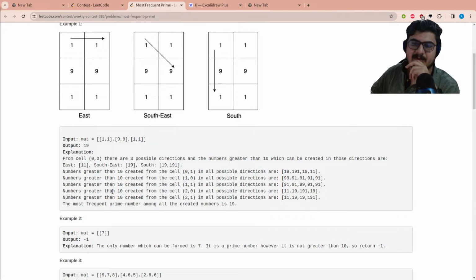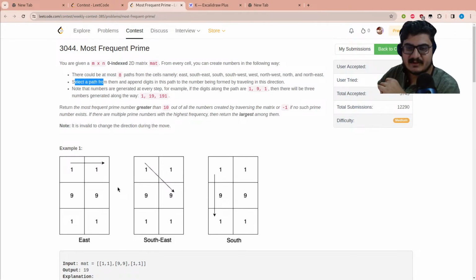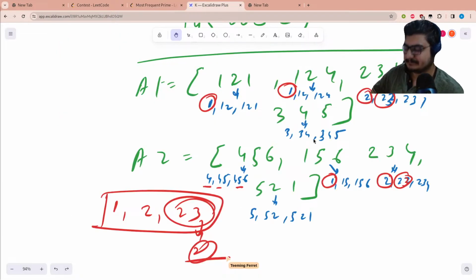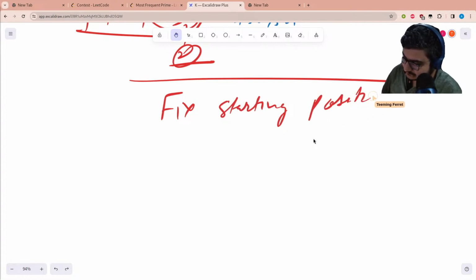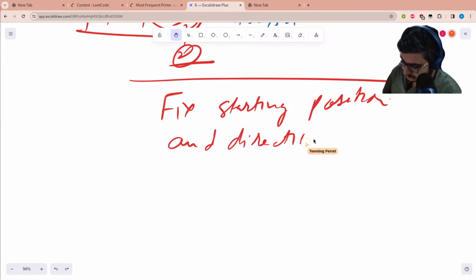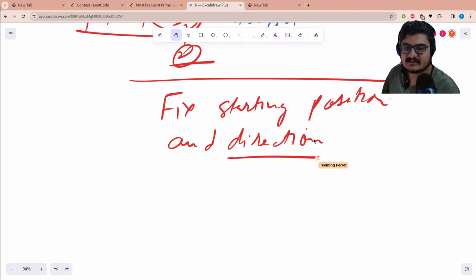So there are two parts to this problem. One is that we can generate all the numbers by fixing a starting position and direction. We fix the starting position and direction, and then we traverse in that direction to generate all the numbers over there.